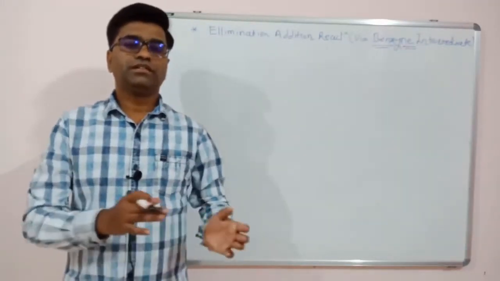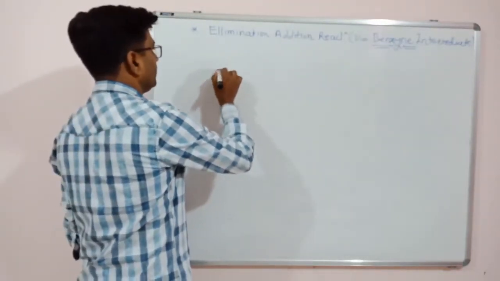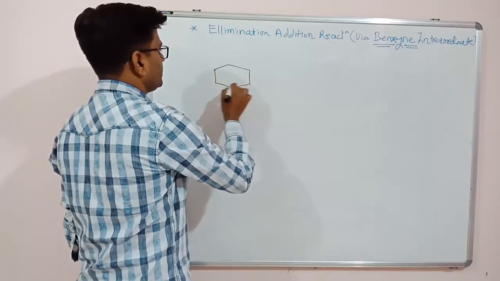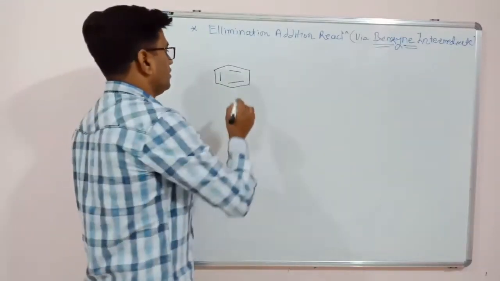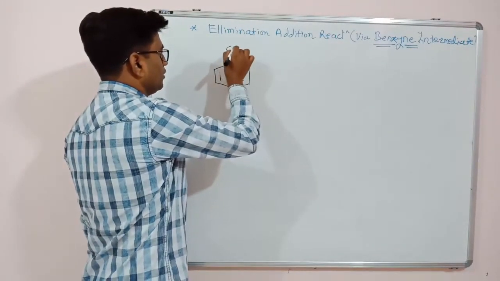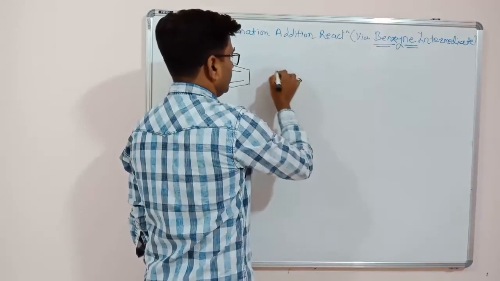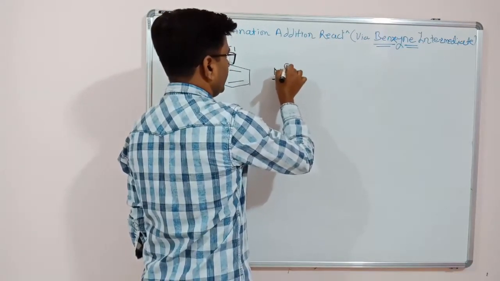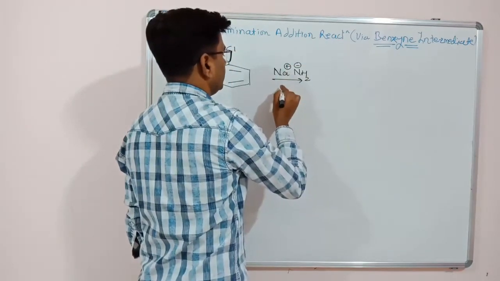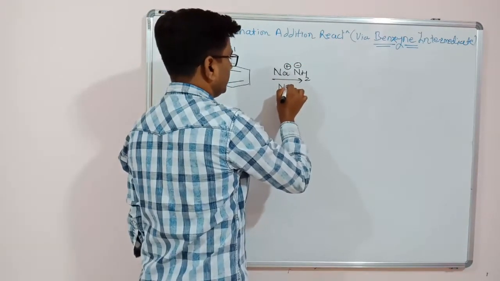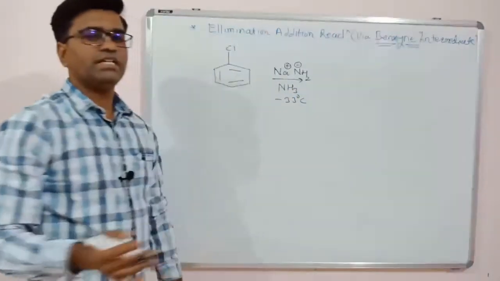You know that in nucleophilic substitution reactions, one or more atoms of the benzene ring are replaced by the nucleophile. For example, we have chlorobenzene. If you use a reagent like sodamide, that is Na+ NH2-, in ammonia as a solvent at minus 33 degrees Celsius, liquid ammonia's lower temperature.